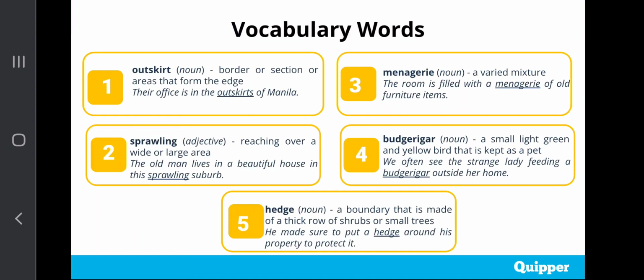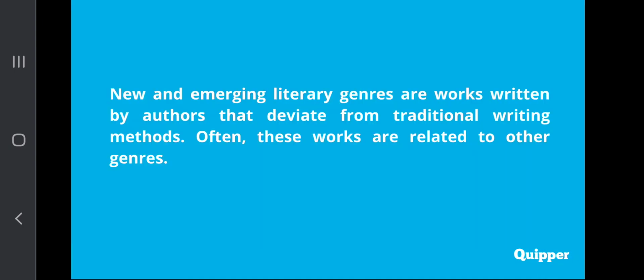Fourth, budgerigar. Budgerigar is a noun which means a small, light green and yellow bird that is kept as a pet. Example, we often see the strange lady feeding a budgerigar outside her home. And last is hedge. Hedge is a noun which means a boundary that is made of a thick row of shrubs or small trees. Example, he made sure to put a hedge around his property to protect it. Take note of these words and remember them because we will be encountering them as we go along our discussions. All right? Let's now begin.